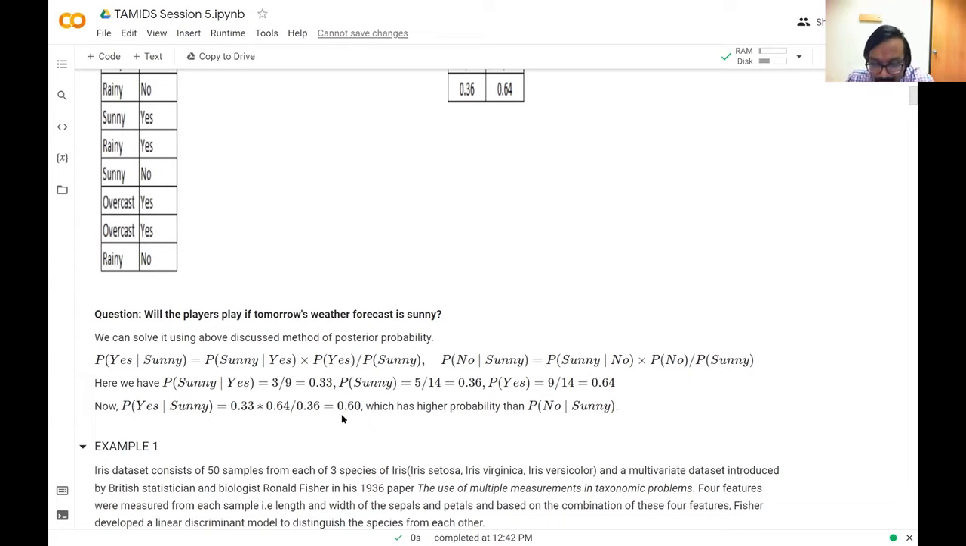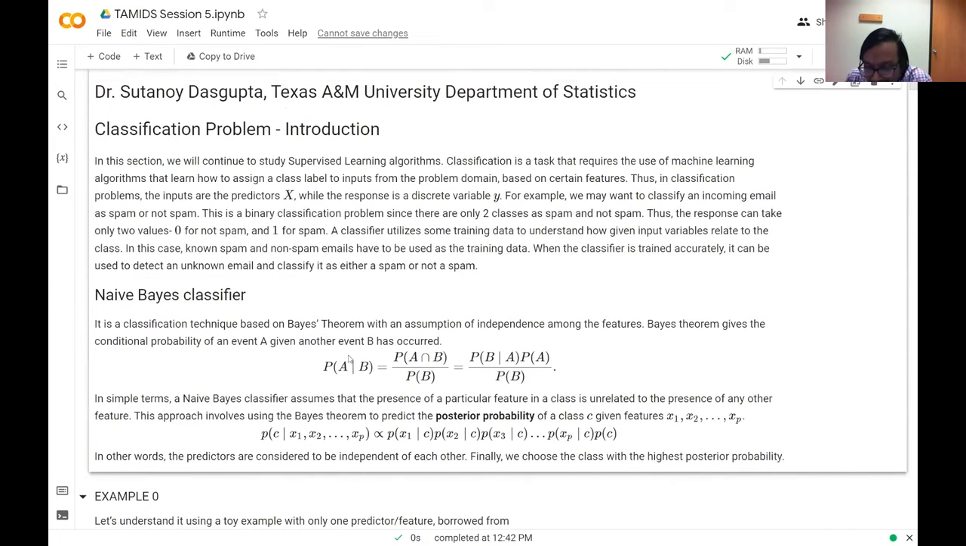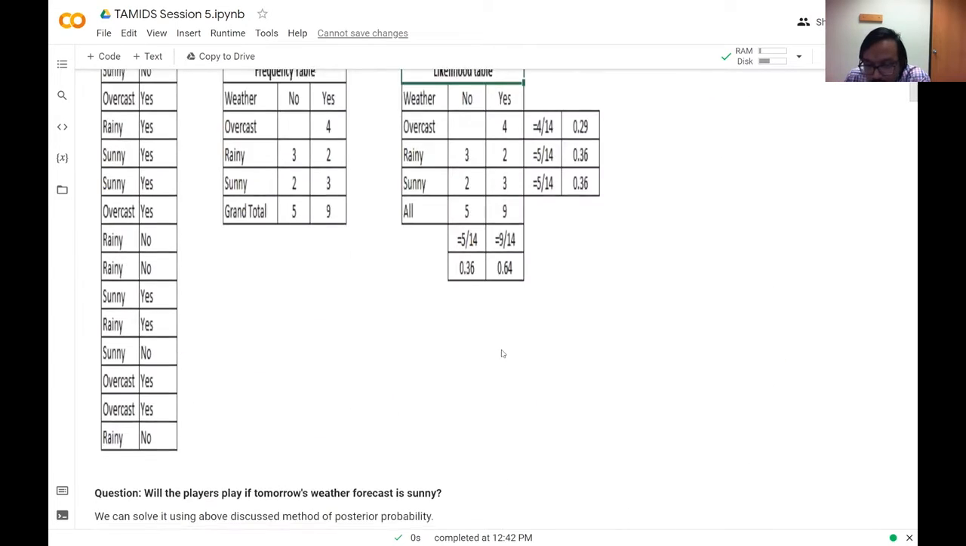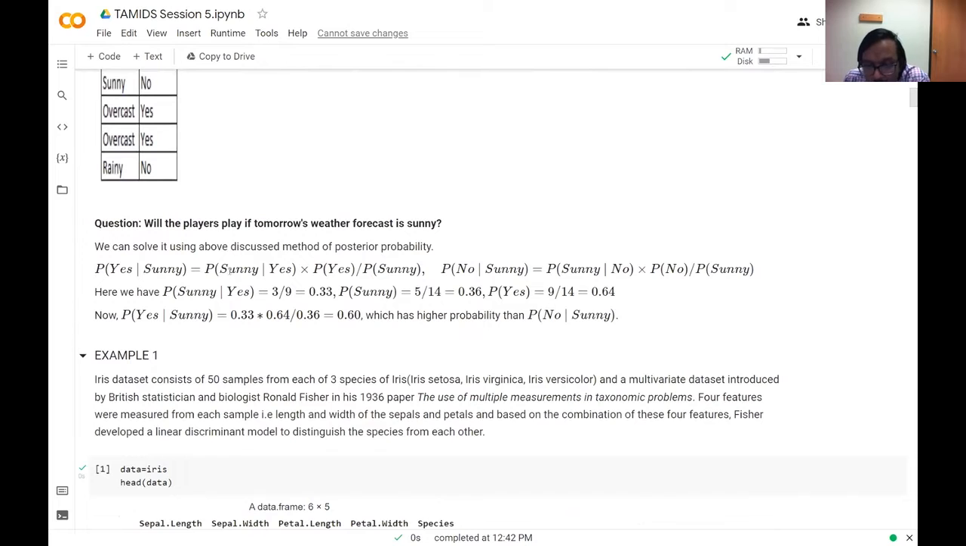So using the Bayes theorem, yes plays the role of the A and sunny plays the role of the B. So we are going to use the right-hand side of this equation, and we are going to calculate the probability of sunny given yes times the probability of yes divided by the probability of sunny. Notice that, as I talked about before, the denominator in both these fractions that we are comparing is the probability of sunny. So while comparing, we don't really need to calculate the probability of sunny.